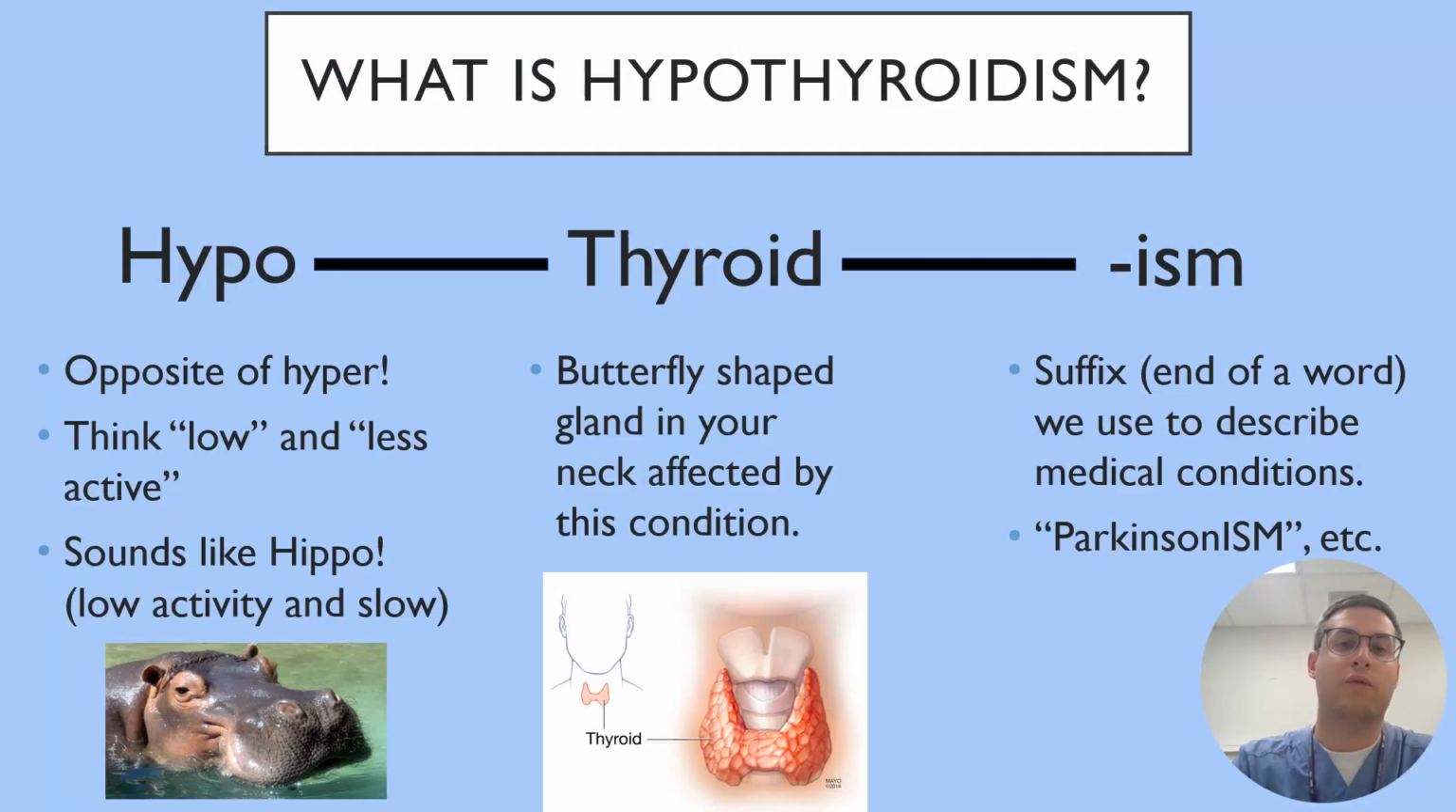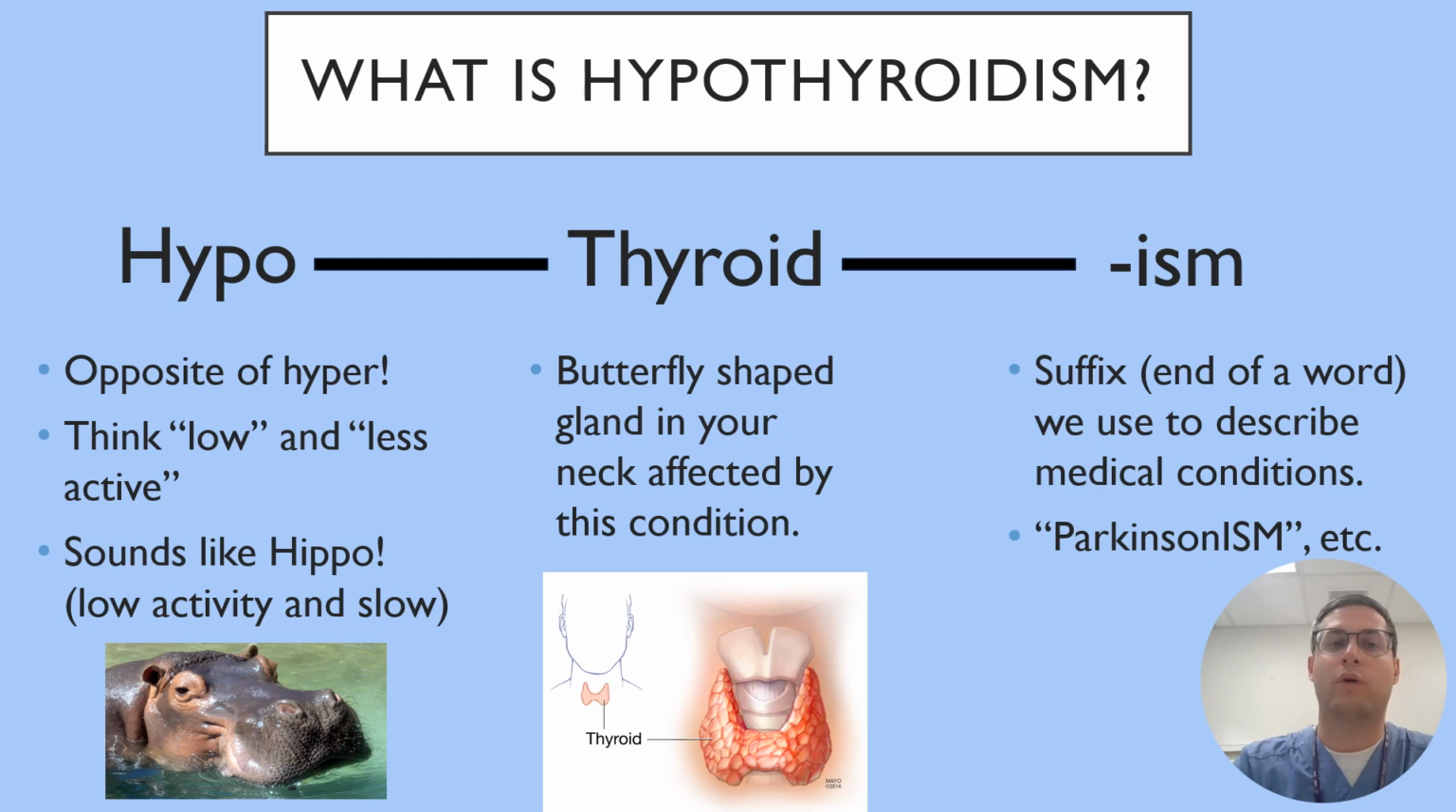So what is hypothyroidism? This long word is easier to understand if we break it down. Breaking it into three parts, we get hypo, thyroid, and ism. Starting with thyroid, we learn that this condition affects this particular part of the body. The thyroid is a butterfly-shaped gland in your neck.